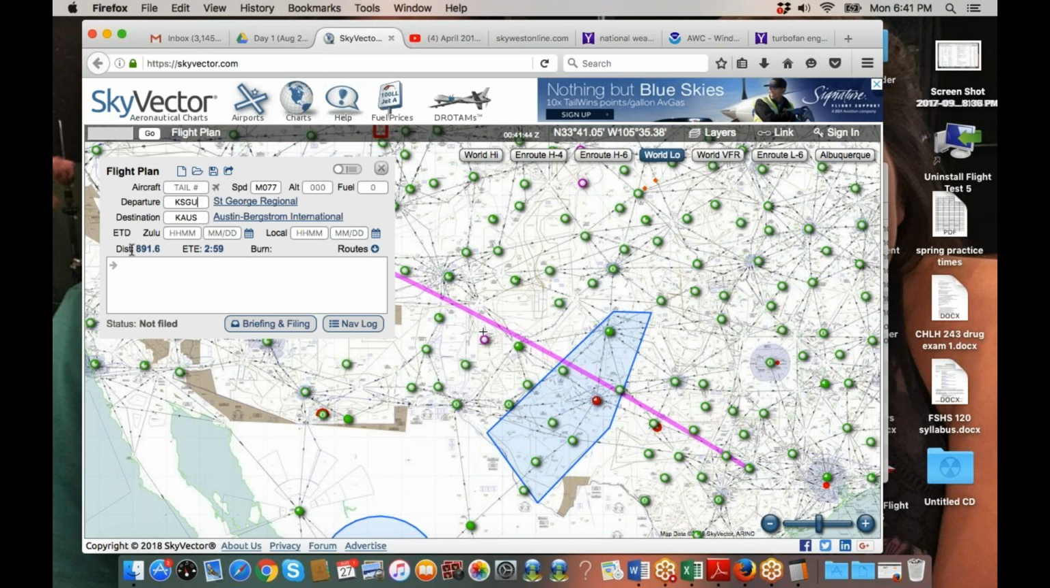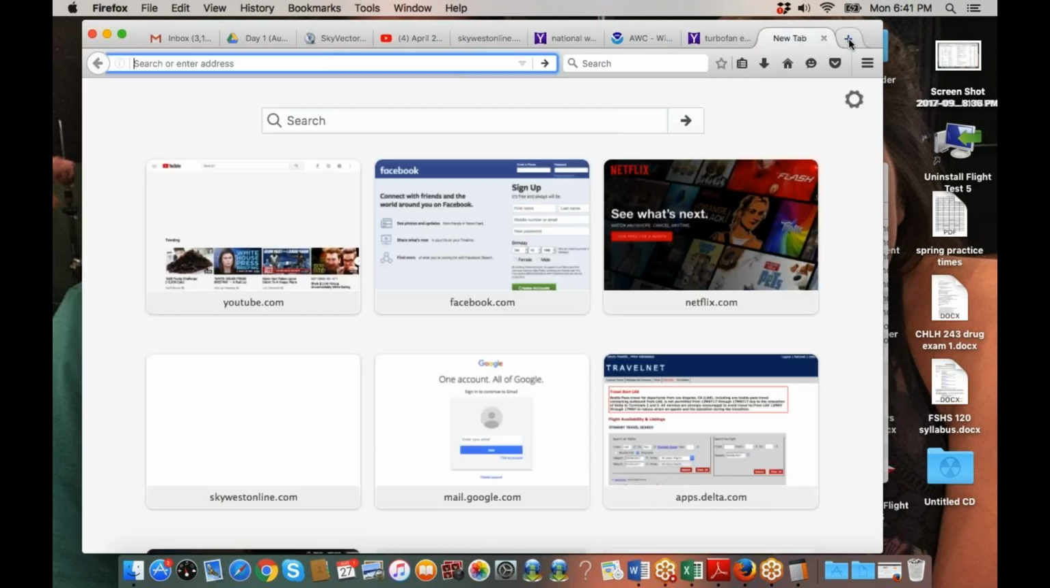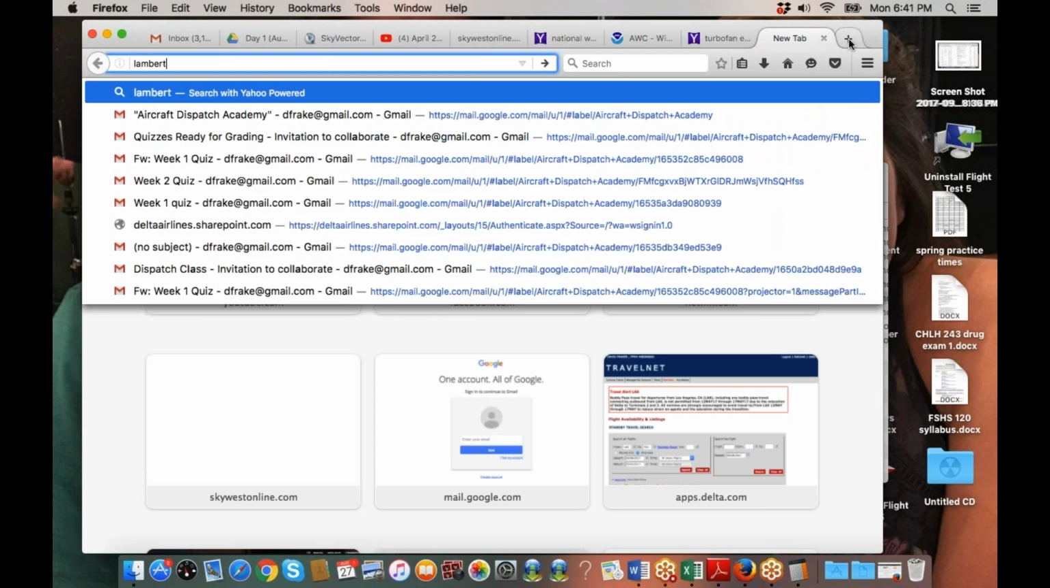SGU to LAX. Well, actually, this one works perfect. It's 890 miles. I want to go to Austin. They've got great food. Let's do it.